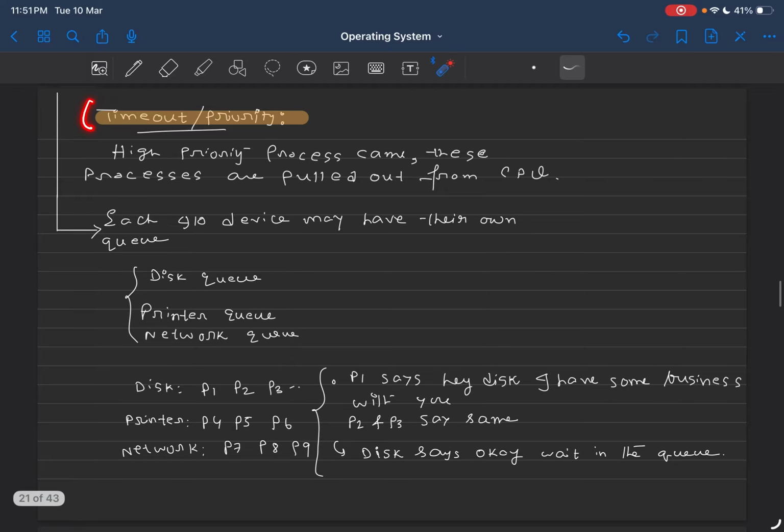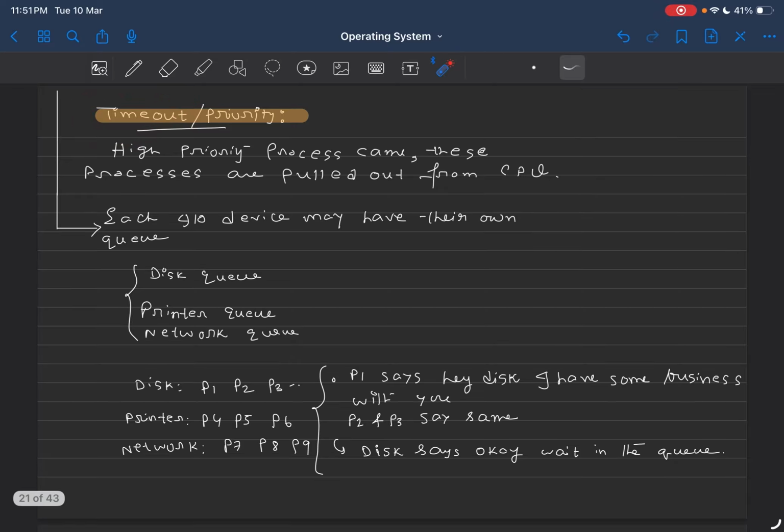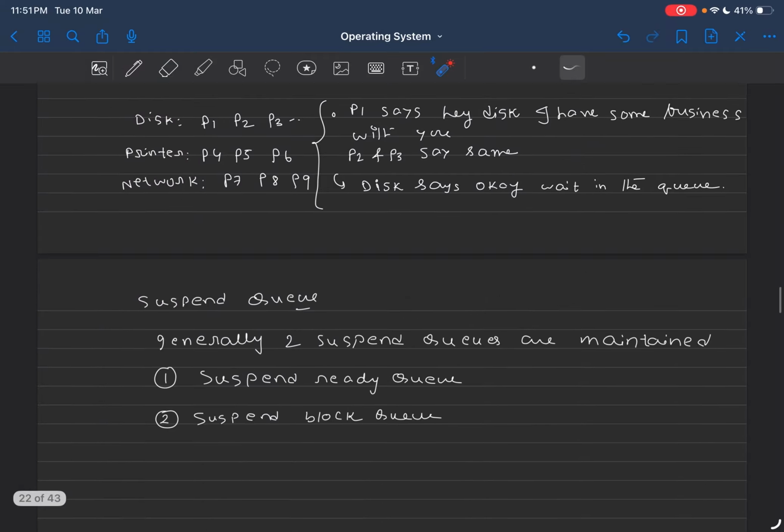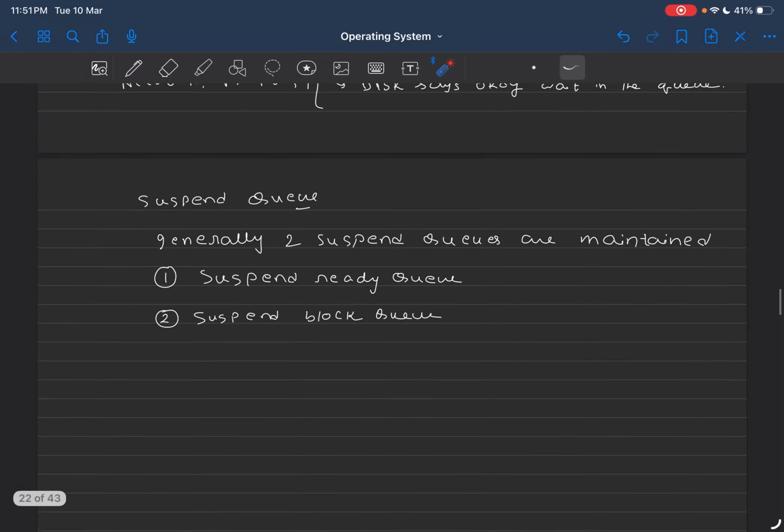So we have already seen this timeout thing in detail, so I am not explaining timeout again in detail. I am not wasting time explaining timeout. Okay, fine. So this thing is done.